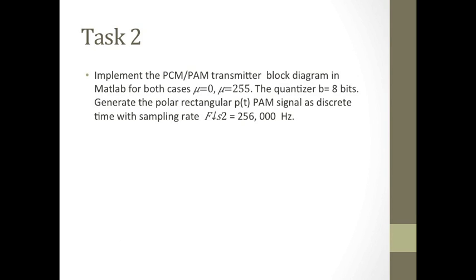As far as the second task goes, we were asked to implement the transmitter block diagram of the pulse code modulation in both cases, mu equal to 0 and mu equal to 255, with a sampling rate of 256 Hz at the pulse amplitude modulation to produce a polar rectangular discrete time signal.